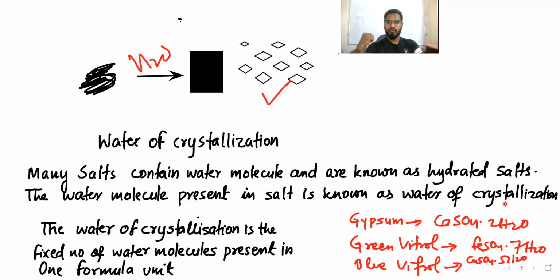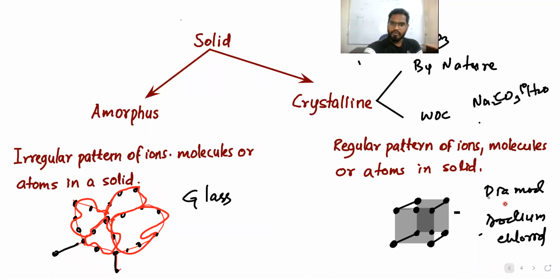Adding a fixed number of water molecules helps to make any compound crystallize, right? If you add a fixed amount of water molecules to any amorphous solid, then it will become a crystalline salt, right? The solid will crystallize. See, amorphous and crystalline. So that becomes crystalline.